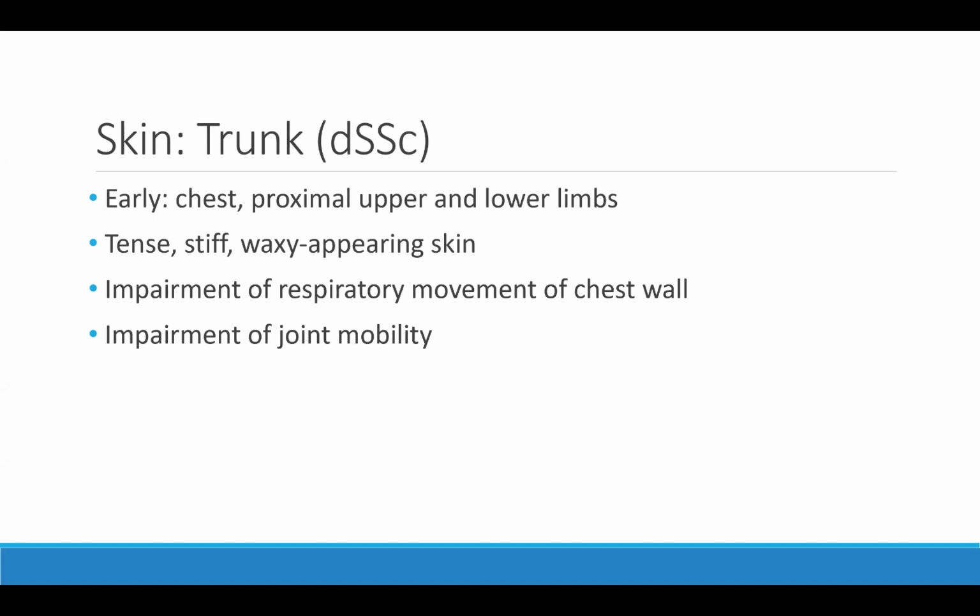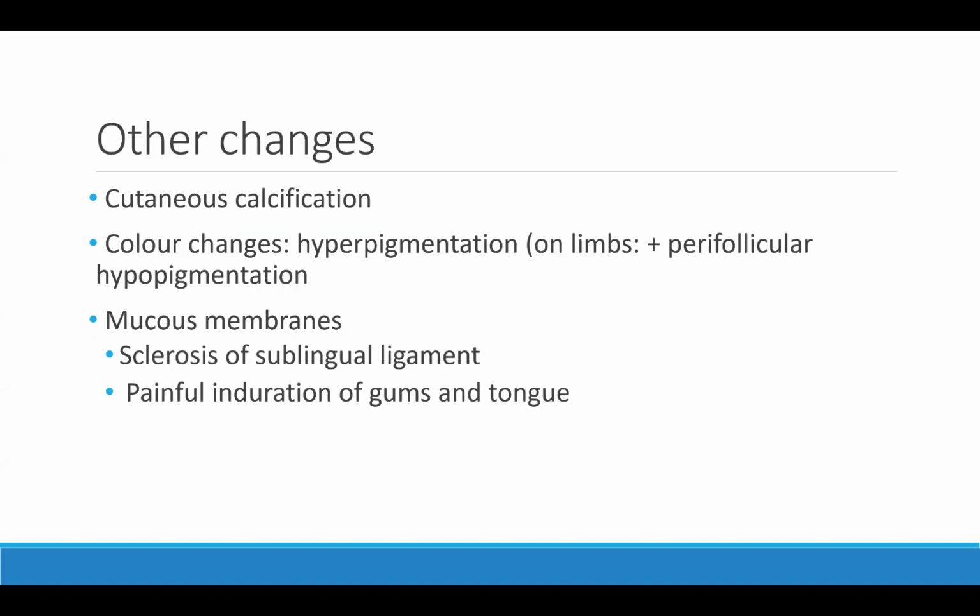On the trunk in DSSC, early changes involve the chest, proximal upper and lower limbs. There is tense, stiff, and waxy appearing skin, with impairment of respiratory movement of the chest wall and impairment of joint mobility. Other changes include cutaneous calcification, color changes such as hyperpigmentation, while on the limbs, you can have perifollicular hypopigmentation. On the mucous membranes, patients can have sclerosis of the sublingual ligament, as well as painful induration of gums and tongue.